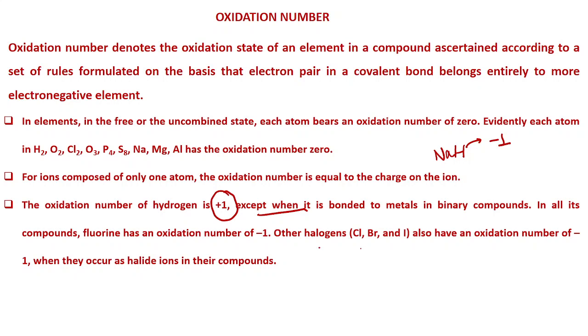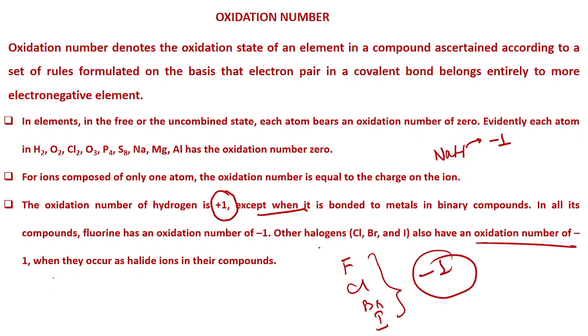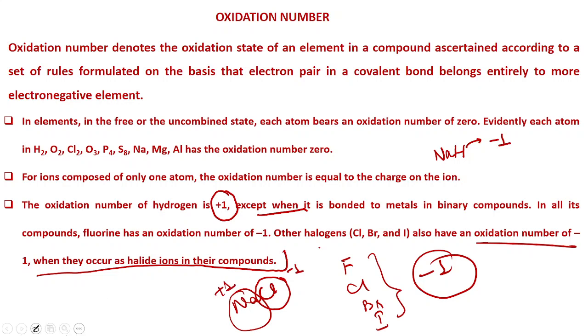And halogens, meaning fluorine, chlorine, bromine and iodine, always have the oxidation number minus 1 when they occur as halide ions in compounds. If you have NaCl, then the oxidation number of chlorine is minus 1 and the oxidation number of sodium is plus 1. Now we have certain formulas for calculating this.